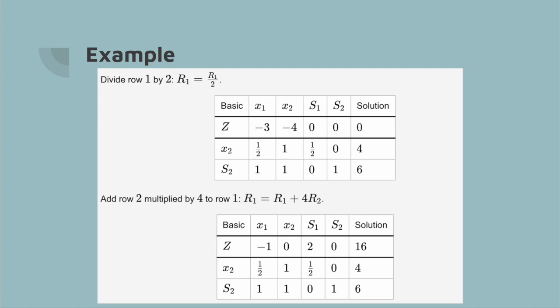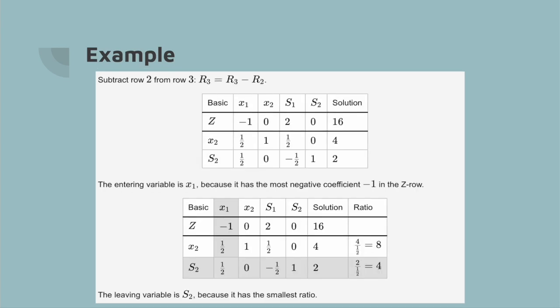Then we have to divide row 1 by 2 and add row 2 multiplied by 4 to row 1. Lastly, we need to subtract row 2 from row 3, which is the last operation in the first pivot operation. However, we still have a negative value in row 0, which means we still have not found the optimal solution. So we need to perform the pivot operation one more time.